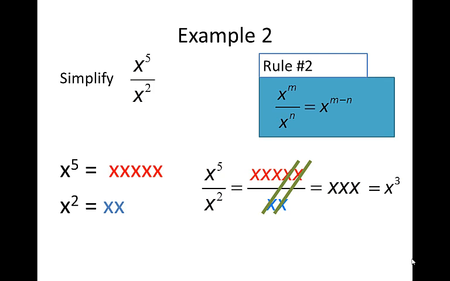When I'm dividing like bases, x to the m divided by x to the n, it's going to be the difference between the two, x to the m minus n.